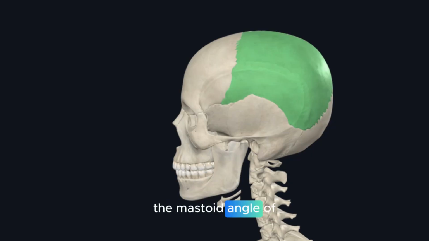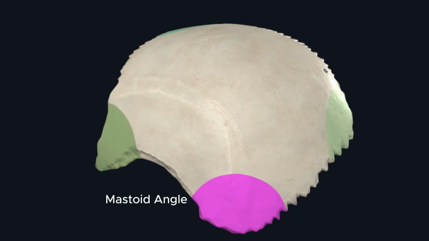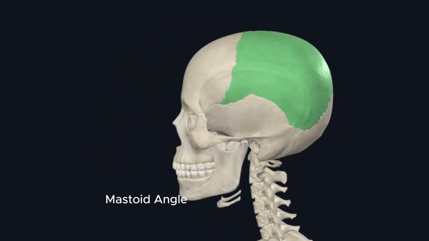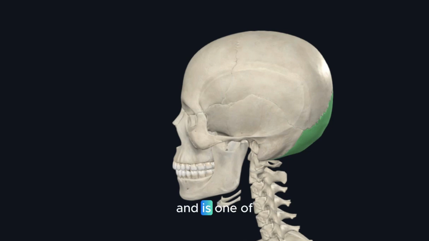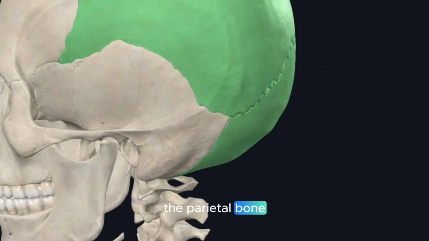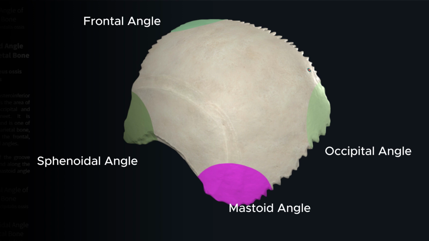The mastoid angle of parietal bone is the area of the bone where its occipital and squamosal borders meet. It is located at the pterion and is one of the 4 angles of the parietal bone, the other 3 being the frontal, occipital, and sphenoidal angles.